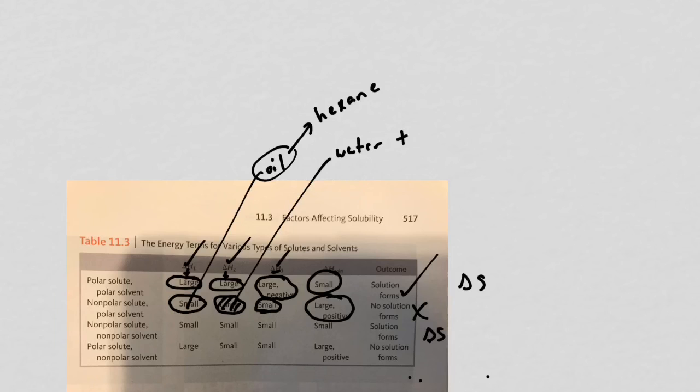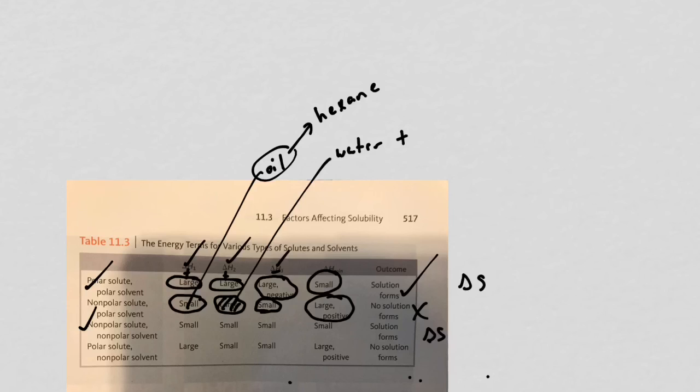So, like dissolves like. Polar solutes dissolve in polar solvents because the overall delta H is a really small value, because the three processes overall cancel each other out. Nonpolar, again, small. They kind of cancel each other out. Overall delta H, not very large.